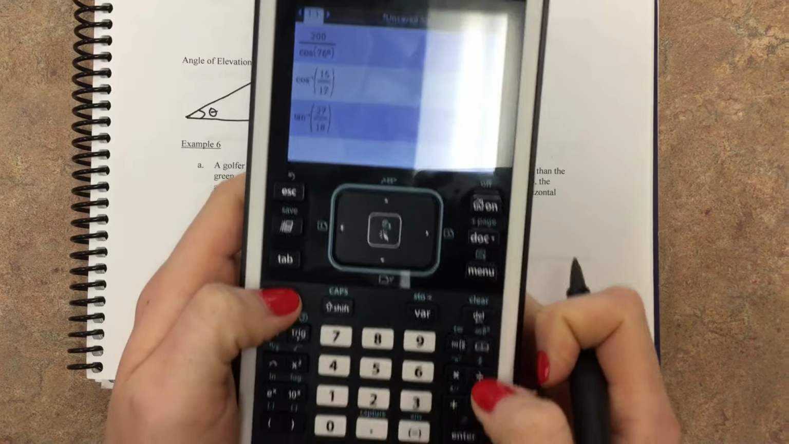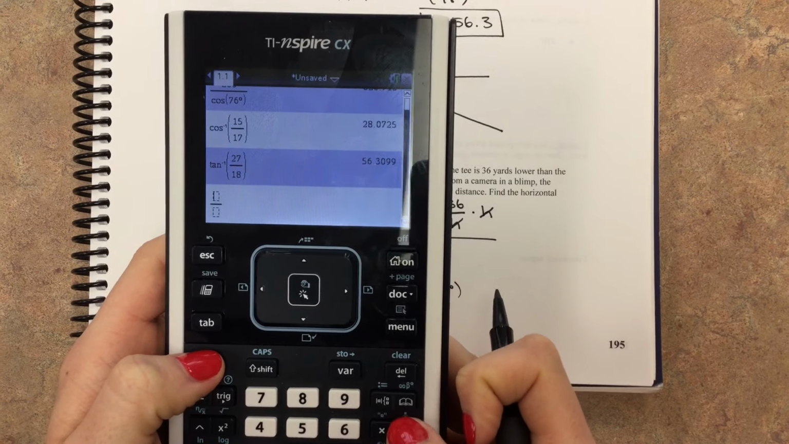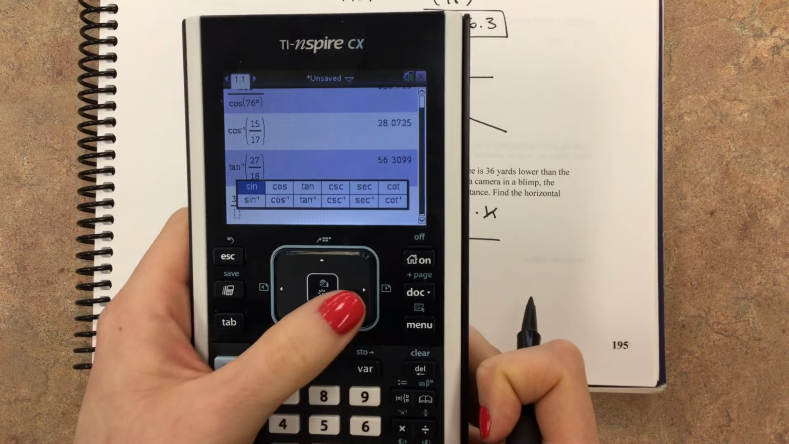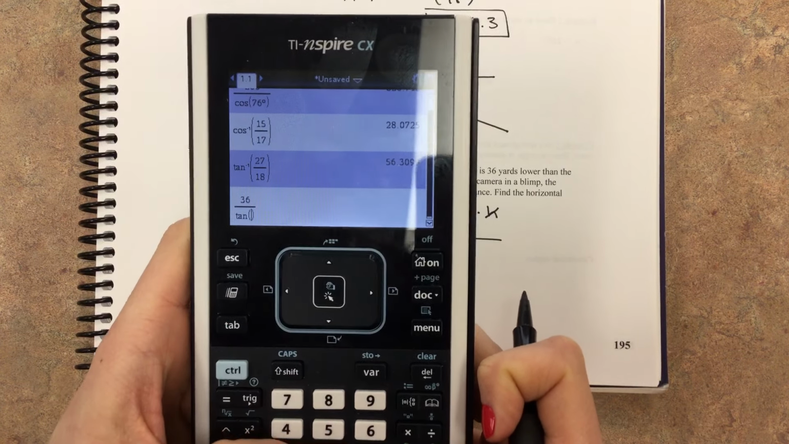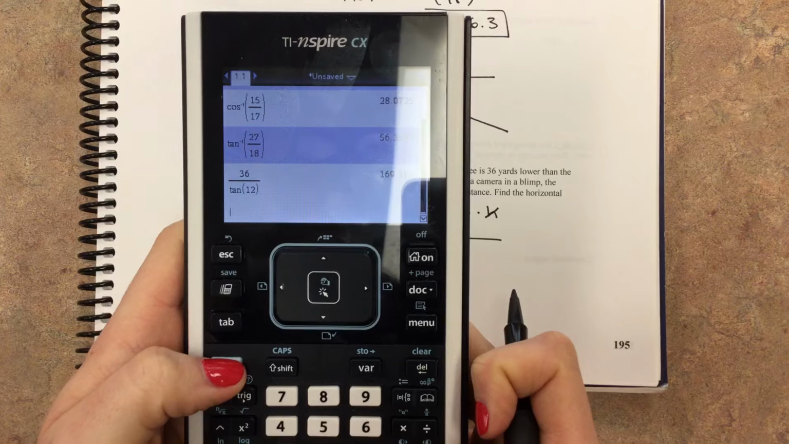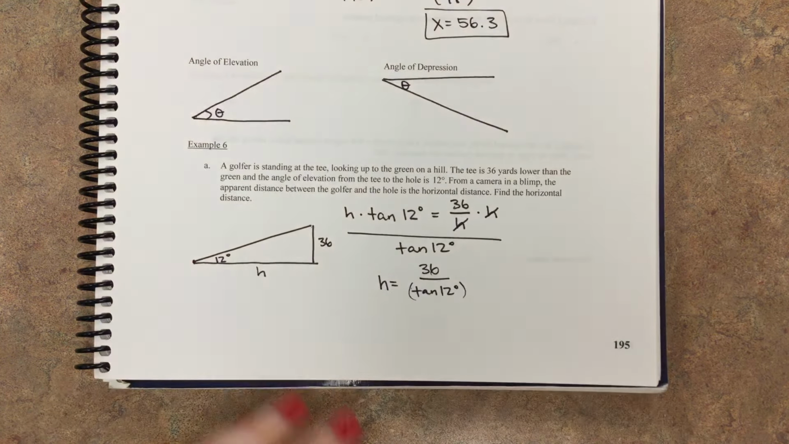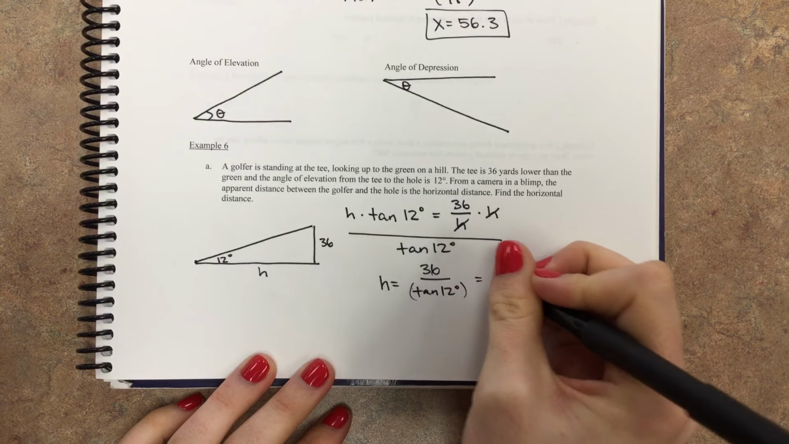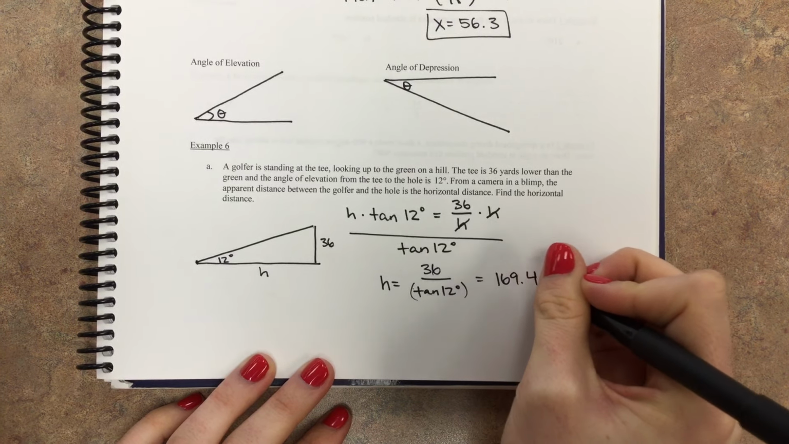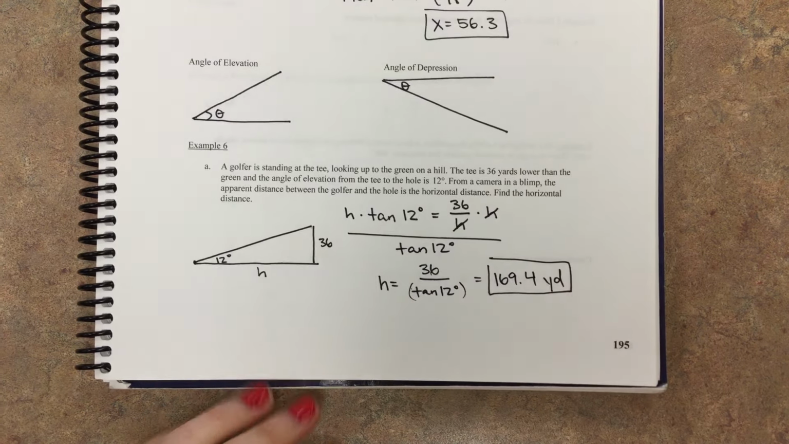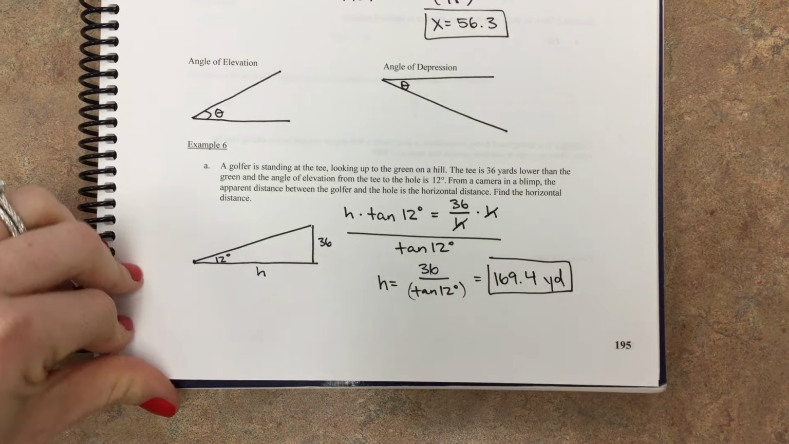So let's set this up. I'm going to set up a little fraction by hitting Control and then the divide symbol. And we're going to type in 36 divided by the tangent of 12 degrees. We get 169.4. And that would be in yards. So when it's a story problem like this, make sure you always have any measurements or any units that they would give to you. All right, very last one on the next page.